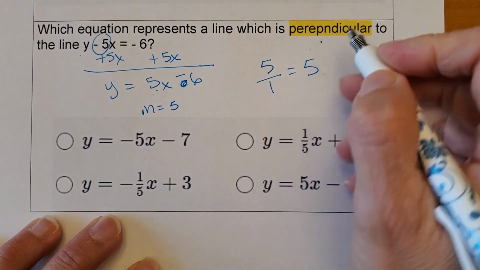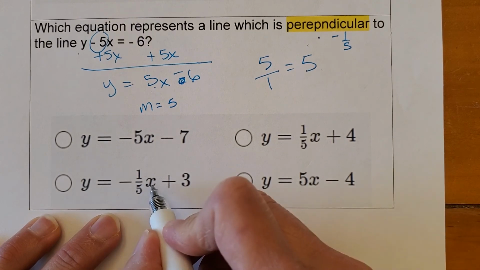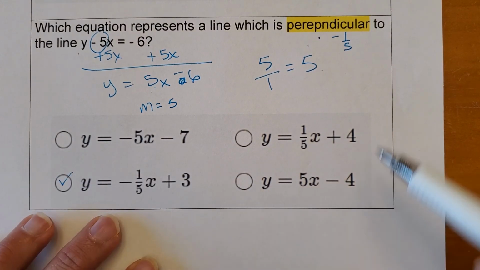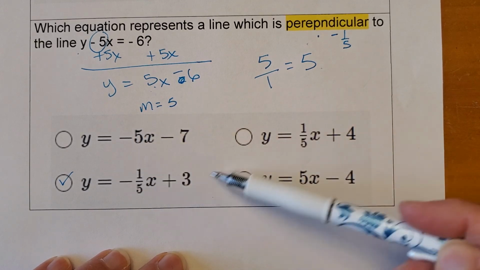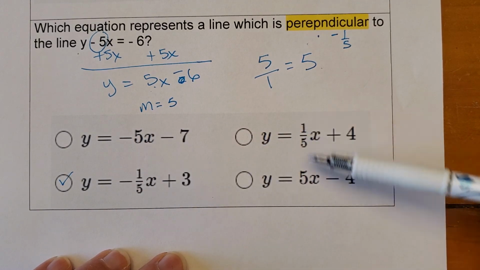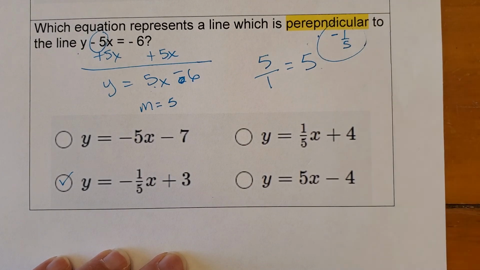I need a perpendicular slope though, right? So that's going to change signs and be flipped over. So I'm looking for the one that has negative 1/5. Now sometimes on Delta Math's homework, these are all going to be in standard form. So you're going to have to find the slope, the negative A over B, for all of those to match the one you need. But it's always good to write down the one you need.